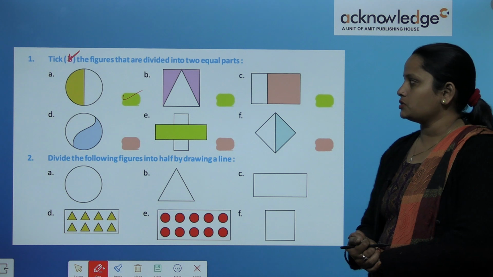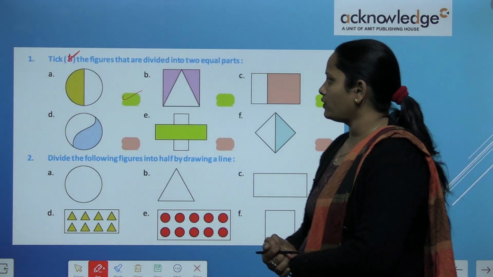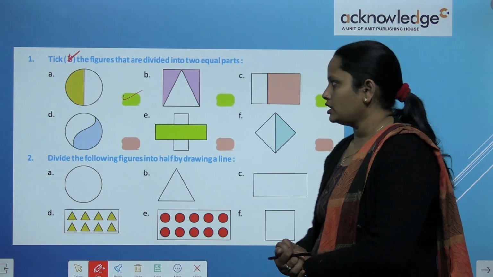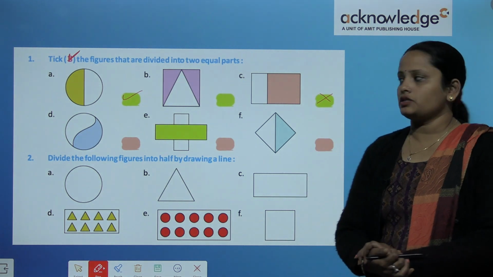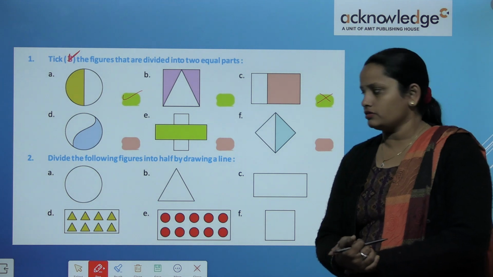Now let's see this picture. Is it divided into two equal parts? Yes or no? No, this is not divided. So similarly, you have to do the rest of the questions, children.